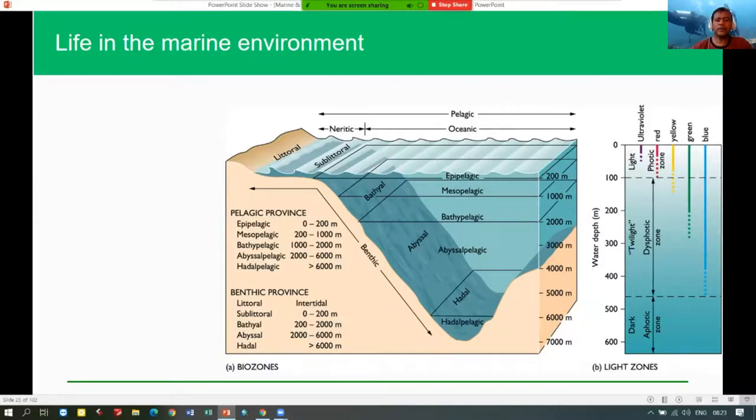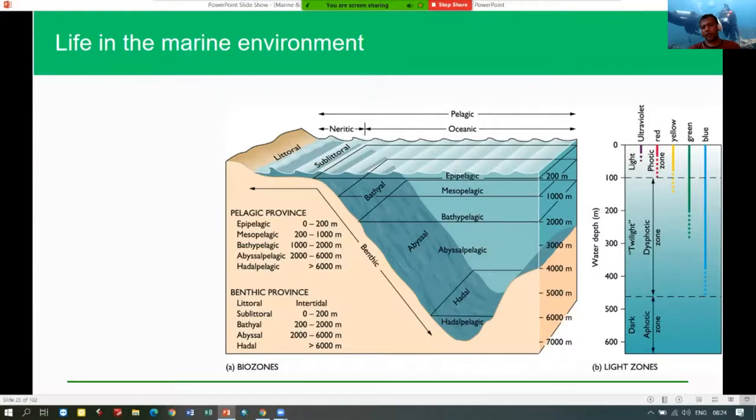So that's how we can subdivide. One way is the horizontal subdivision of the pelagic environment into neritic and oceanic, right? Anything away from the continental shelf we call the oceanic. These are the pelagic provinces, the pelagic subcategories, and the benthic subcategories here. And you can see another chart, and that is the water depth here. And again, it's colored, right?